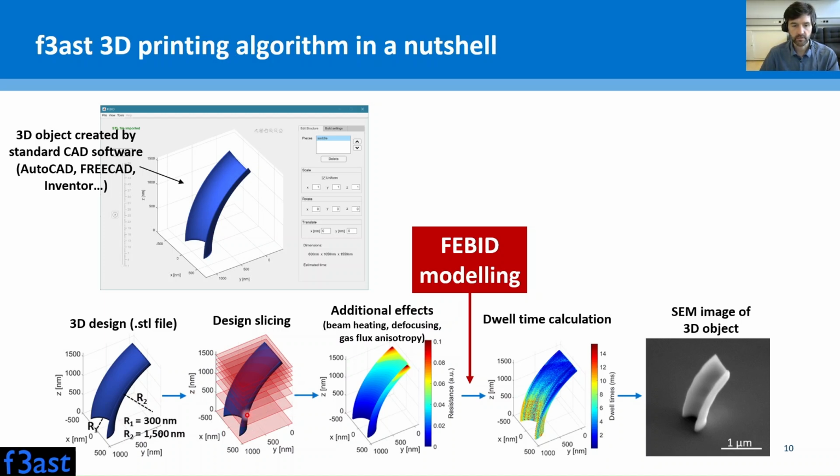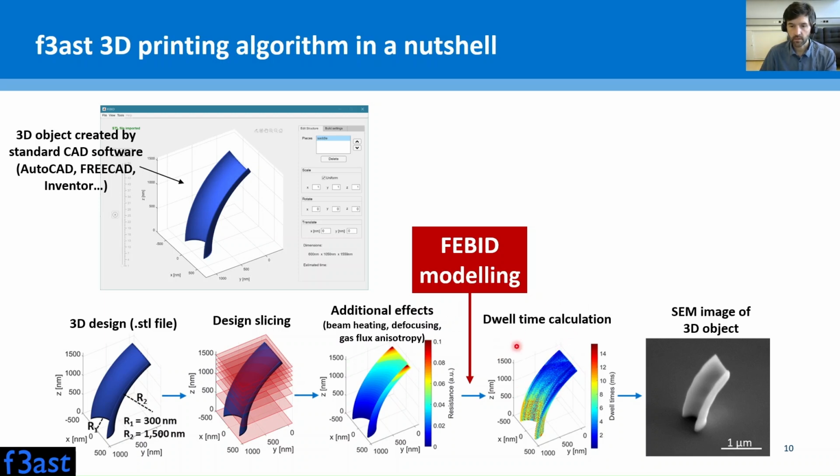And for each layer, we will be computing the number of milliseconds that the beam needs to be on each spot in order to grow each layer. This is what is shown here, where the software is calculating the dwell times, the time the beam needs to be on each spot, and for this we will be using the Febit model that I will show you later. The software can also take into account additional effects like beam heating, defocusing, and gas flux anisotropy, which could be an intermediate step before calculating the times necessary for 3D printing.